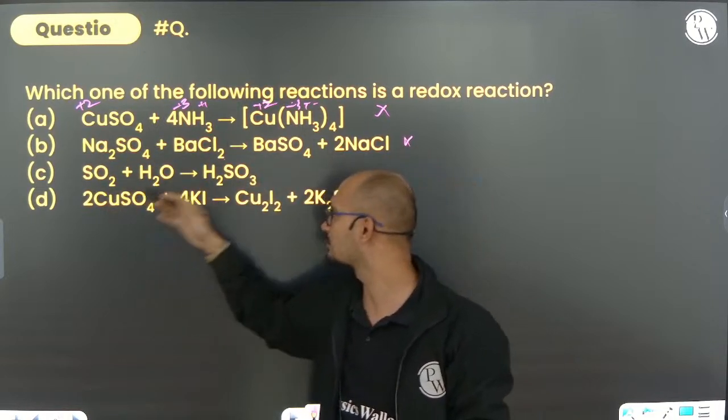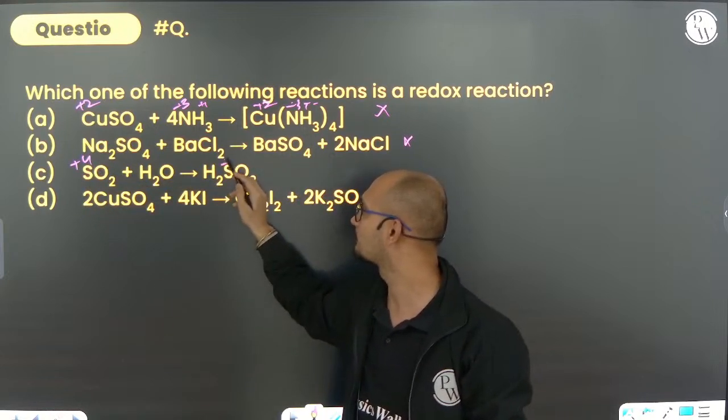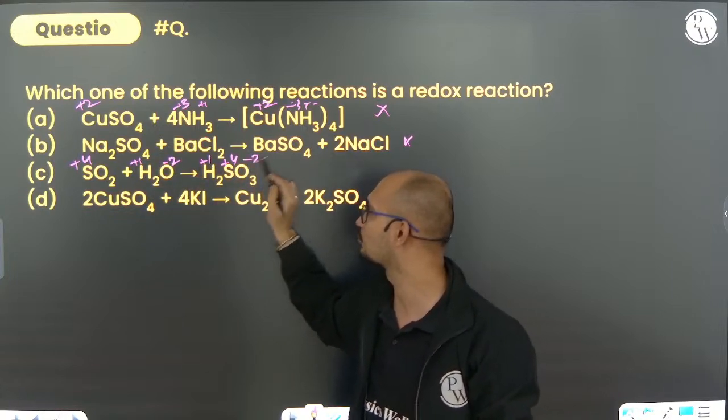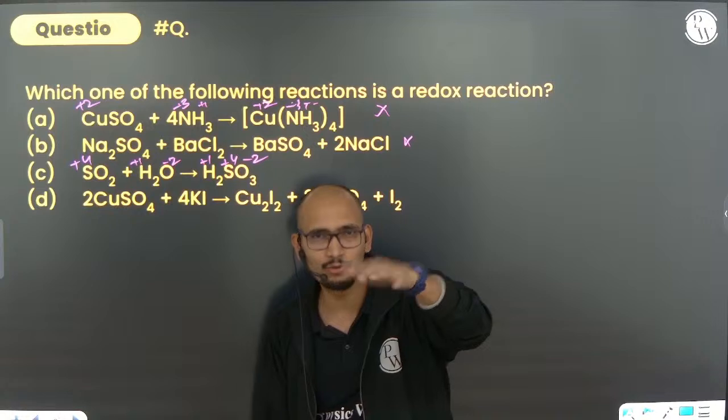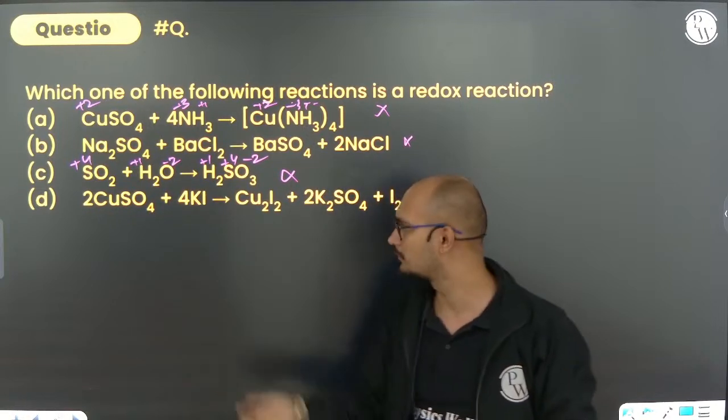Next, SO2 plus H2O converting into H2SO3. Just think about it. Here sulfur is what? +4. Here sulfur is what? +4. Here hydrogen is +1. Hydrogen is +1. -2, -2. Oxygen is -2. Is there any change? No. Oxygen was -2. It is -2. No. So of course this is not a redox reaction, and it would be the correct option.